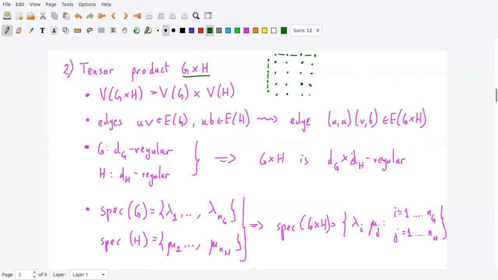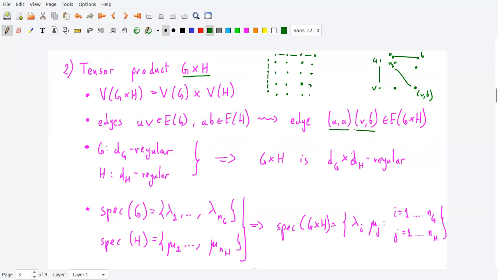Whenever I have an edge UV in one of the graphs and an edge AB in the second graph, I put the following edges in the product. Between vertex UA, I put an edge to the vertex VB. So I put an edge between any pair of vertices UA and VB whenever I can travel in the first graph on the first coordinate and in the second graph on the second coordinate.